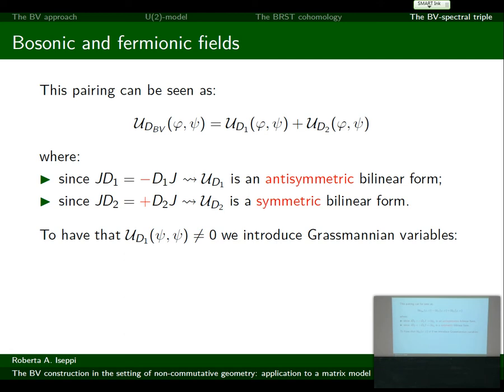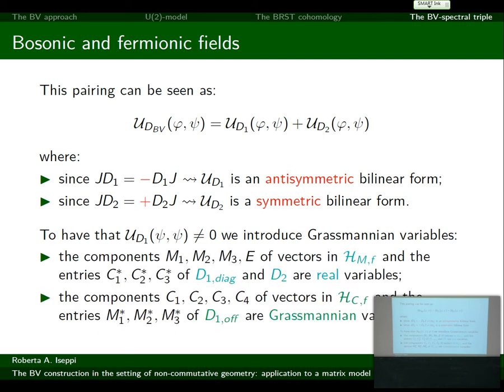Then, if we want to have a nontrivial contribution coming from D1, of course, we have to introduce Grassmannian variables. The point is that we cannot do this brutally, just saying, okay, all the vectors C are Grassmannian, because otherwise we will not have any contribution from D2. So the point is to say that some of the components of C are Grassmannian, but also some of the entries of the operator are given by Grassmannian variables. And this is the solution.